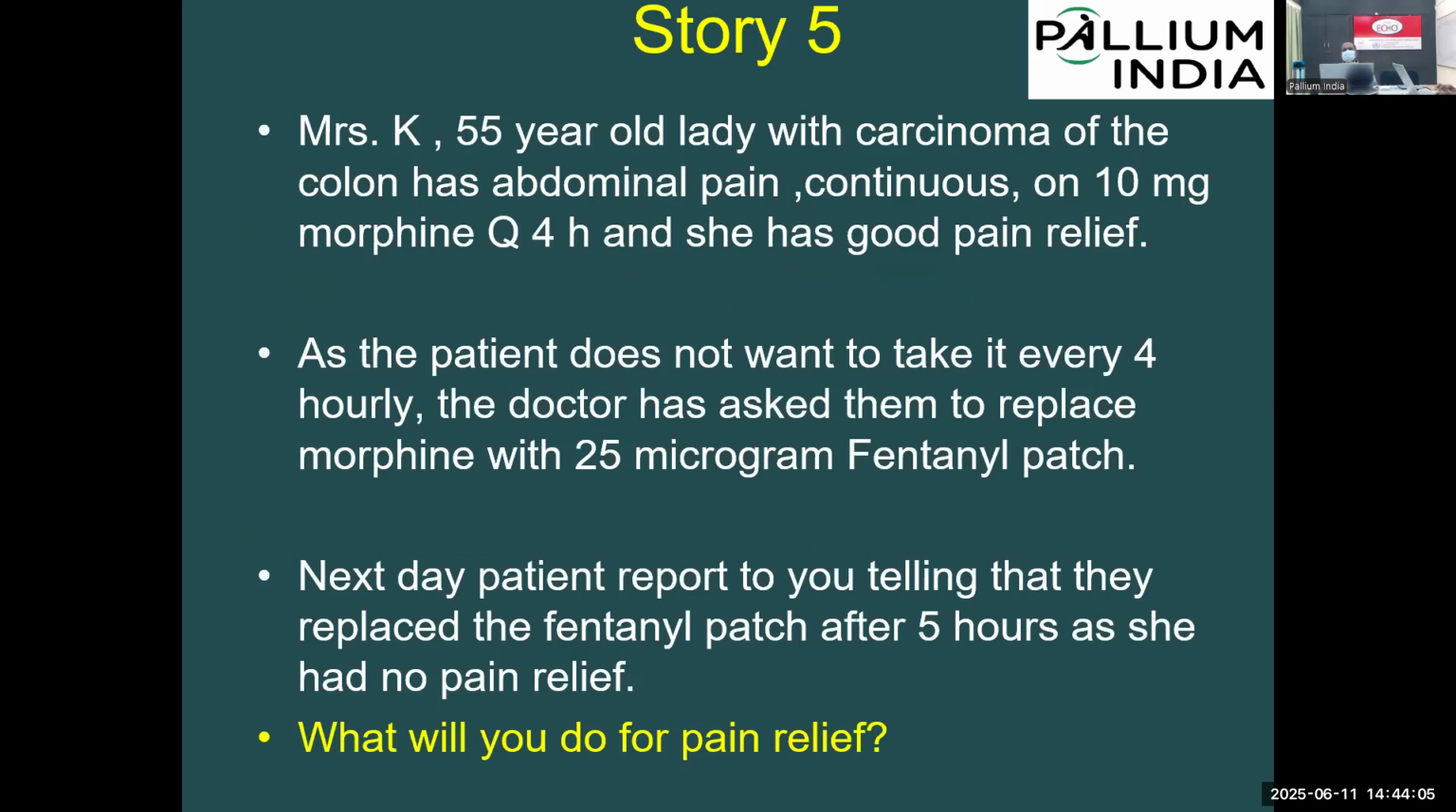Okay, now we are moving on to another patient. A 55-year-old lady with carcinoma of the colon who is complaining of abdominal pain, which is continuous, and she is on 10 milligram of morphine every 4 hourly, and she has very good pain relief, not taking any SOS dose of morphine. And here also the patient says it is very difficult to take it every 4 hourly. So the treating doctor has asked this patient to replace the morphine with 25 microgram of fentanyl patch. But next day, this patient comes to your OPD and tells you that I removed the fentanyl patch after 5 hours of application, as she didn't have any pain relief. So what are you going to do for this patient now?